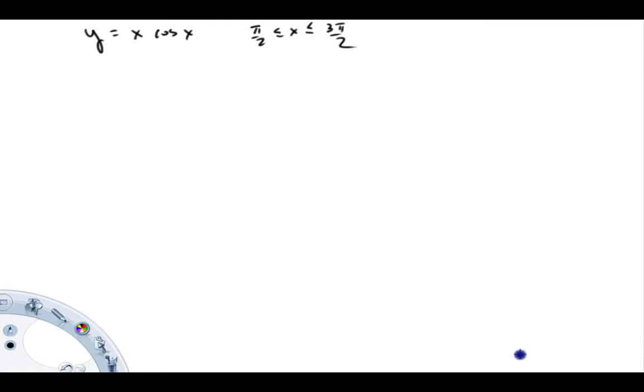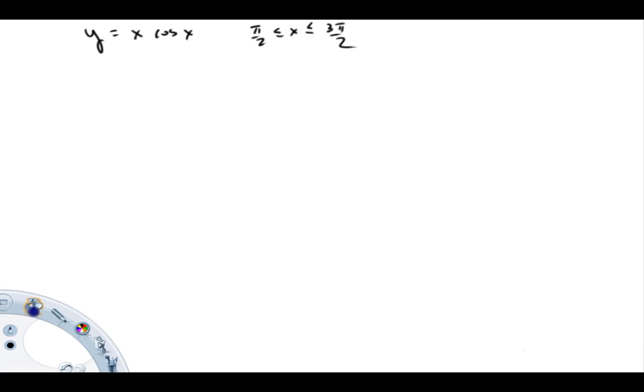The purpose of this video is to go through an example of an area calculation where we're going to end up with an integration by parts. So what we're going to do in this example is, for the function y equals x cosine x, try to calculate the area bound between the x-axis and that curve on the interval pi over 2 to 3 pi over 2. So the first thing we're going to do is take a look at a picture.